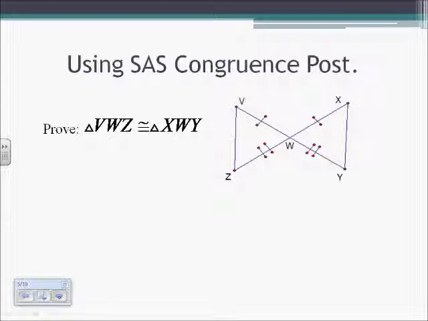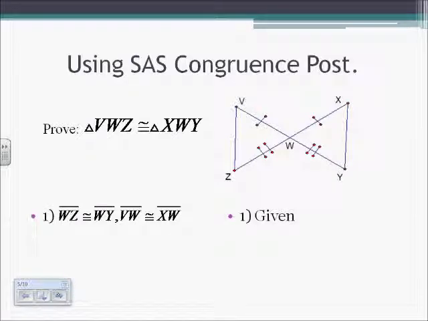Using the SAS congruence postulate, prove that the two triangles are congruent, triangle VWZ and triangle XWY. Of course, we state what's given on the picture. We have the sides being congruent, WZ congruent to WY, and VW congruent to XW.